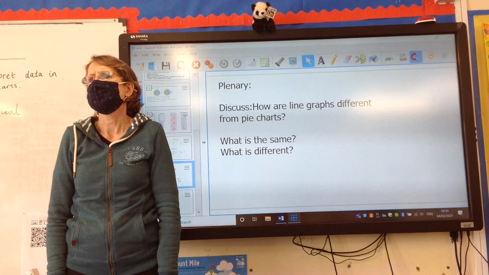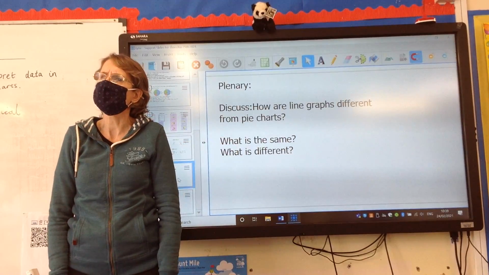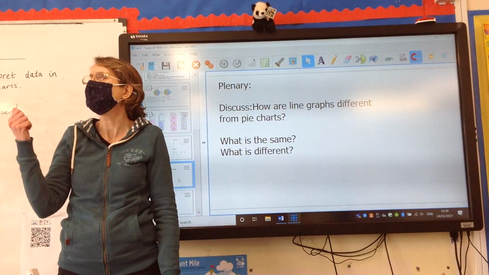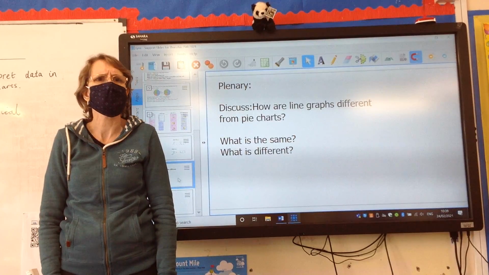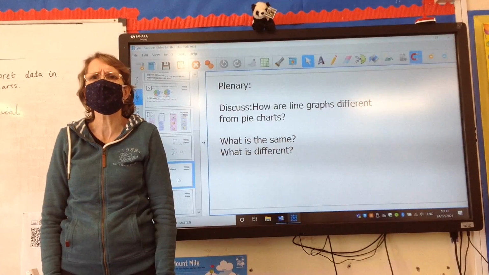They do the same thing. They do, in that they both represent data, yes. They both represent data, so they're both part of statistics. Good. Anything else that's the same? That's a tricky one, isn't it? What about anything that's different?